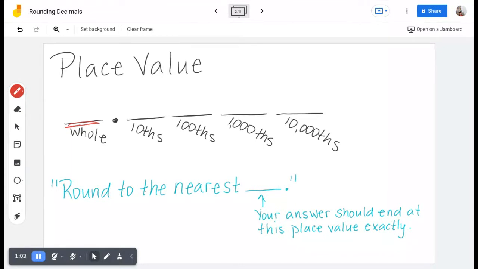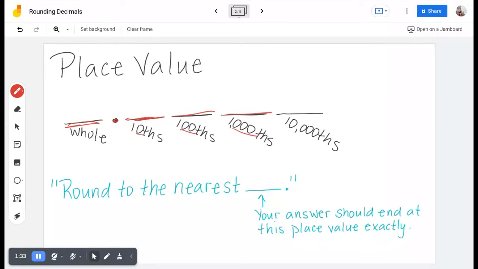You guys know all that. As you travel to the right, the number of decimal places past your decimal point, that's how many zeros will go in this number. So you go one past, that's your tenths. You go two past, you need two zeros, that's your hundredths. Three past, you need three zeros, that's your thousandths, then 10,000ths, 100,000ths, and so on. You're going to be asked to round to the nearest one of those place values.